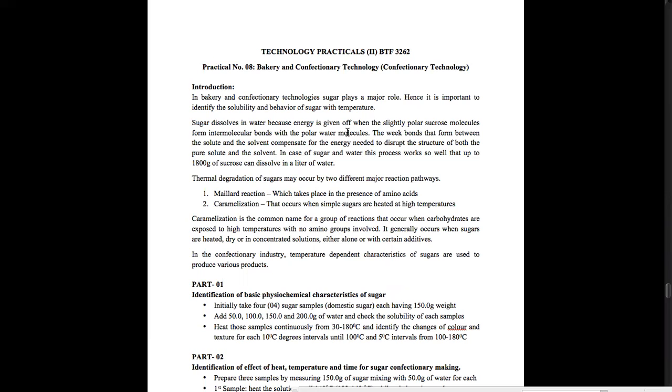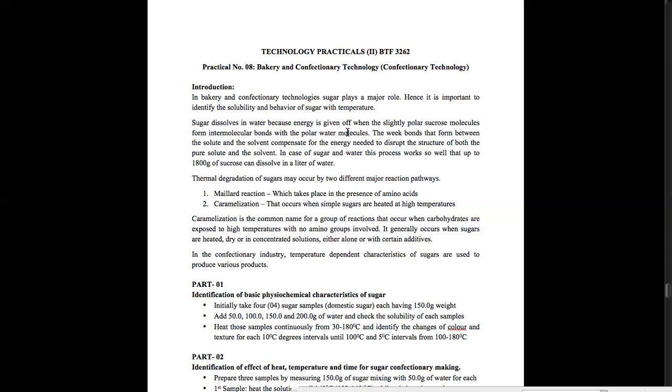So in this practical 8, we are going to develop some selected confectionery food products. Before that, sugar behavior is very important. Sugar is one of the very common raw materials we use in our day-to-day activities, and we also use sugar in our homes, but its chemistry is very complex. Sugar chemistry is very complex, and here we are going to determine and observe some characteristics of sugar.